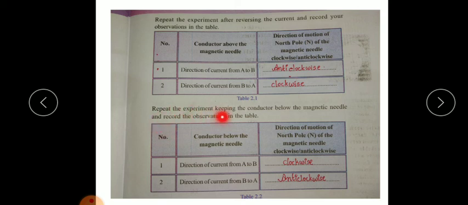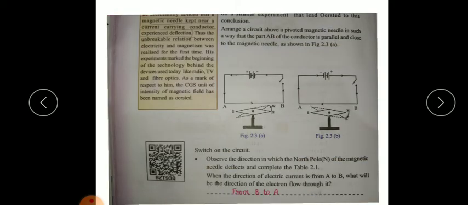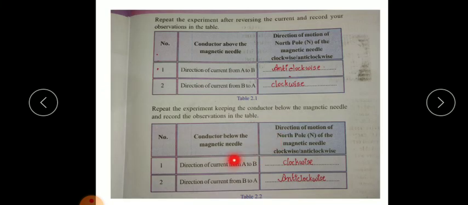Repeat the experiment keeping the conductor below the magnetic needle and record the observation. So here what we have to do is keep this conductor below this magnetic needle. Here the conductor is above the magnetic needle. In the second experiment you have to keep this circuit, this conductor, below this magnetic needle.